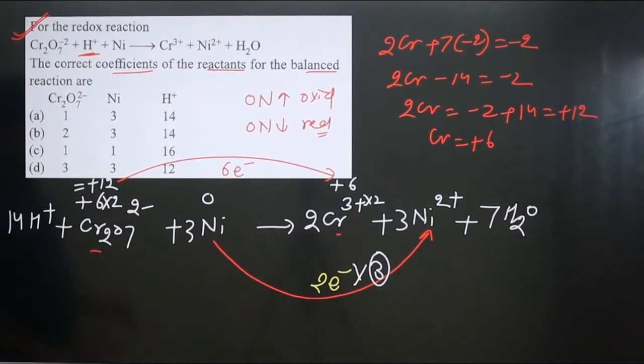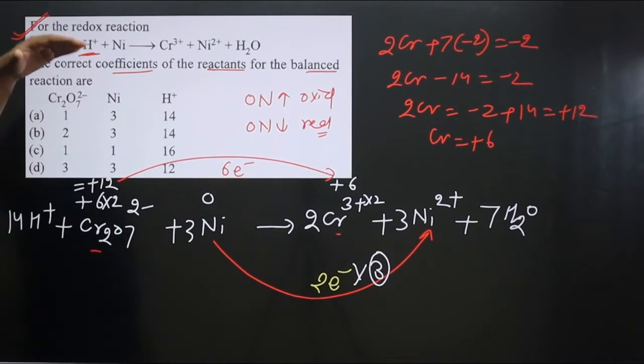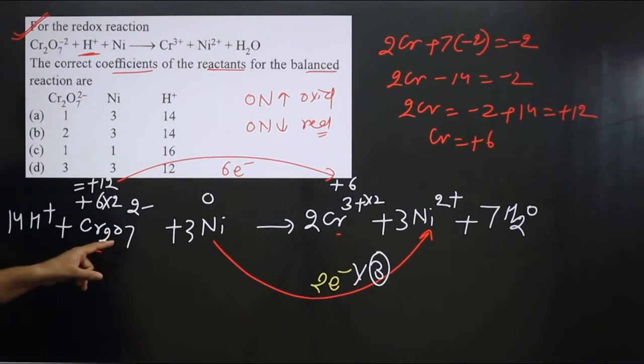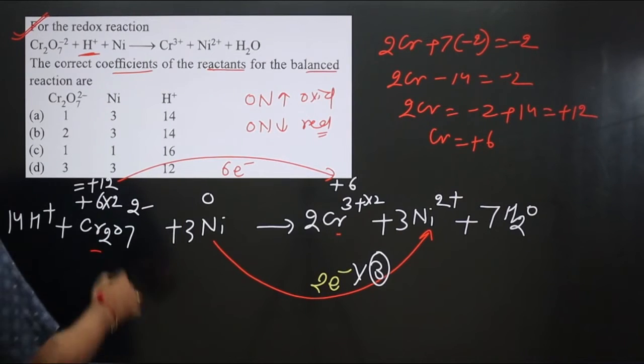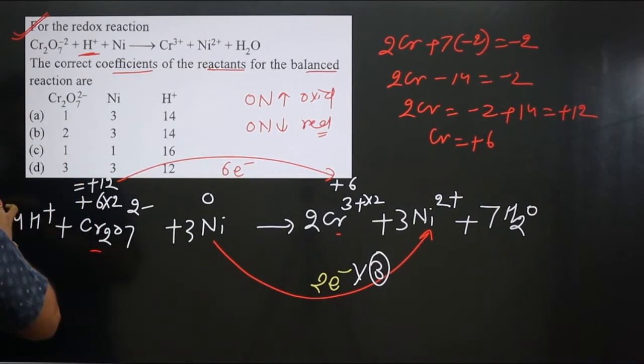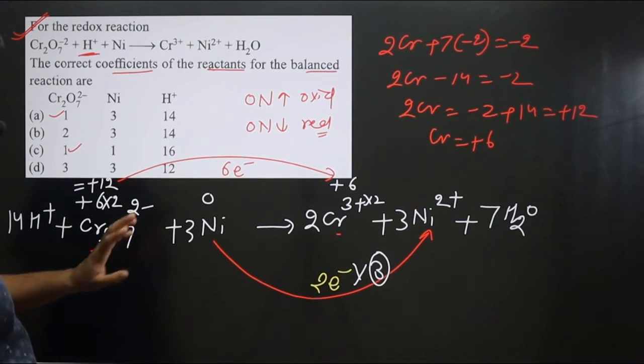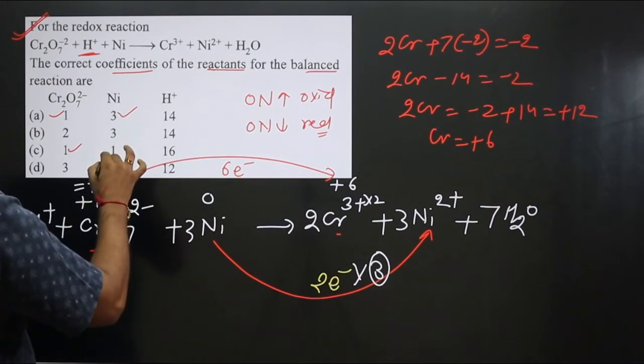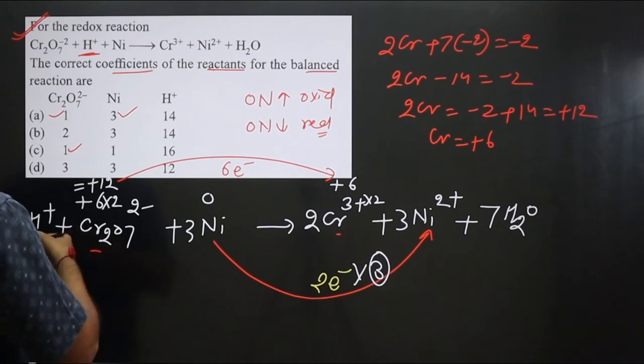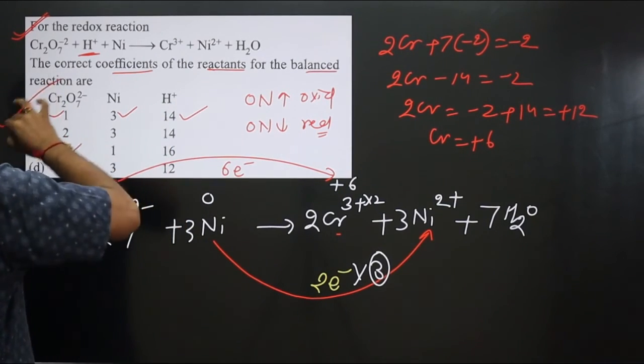Now we can compare this equation with the coefficients. Cr2O7 2 minus, only 1. So you can see we are getting this one correct, this one also correct. Then we go for nickel. Nickel is 3, so it is coming here as 3, but it is not there. And then H plus ion, how many? 14. So you can see option A is correct.